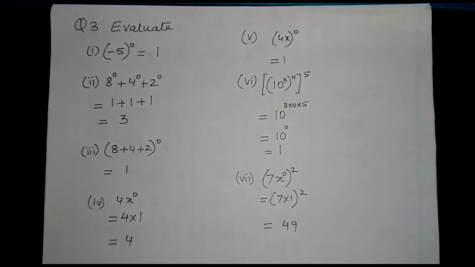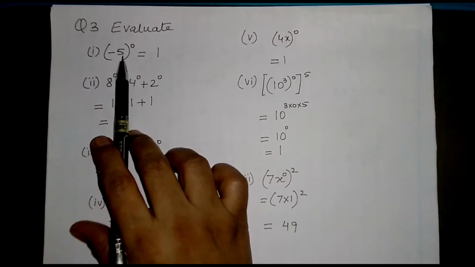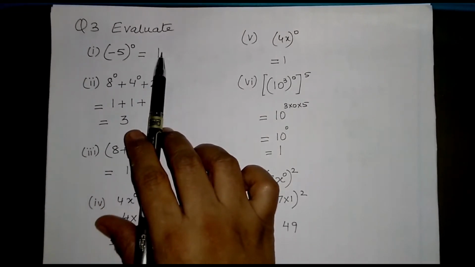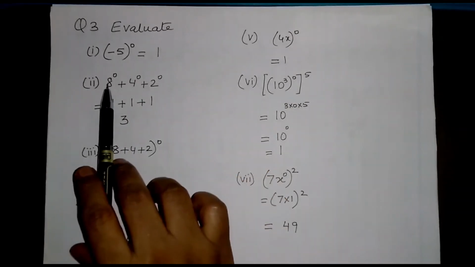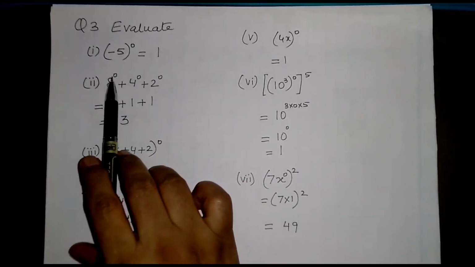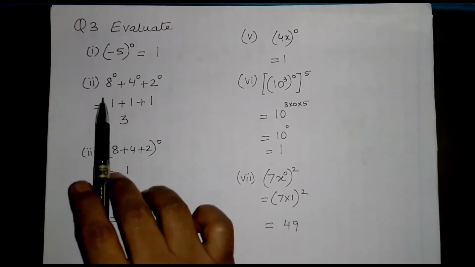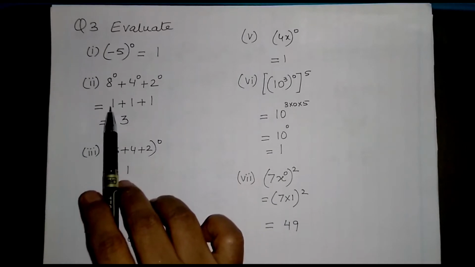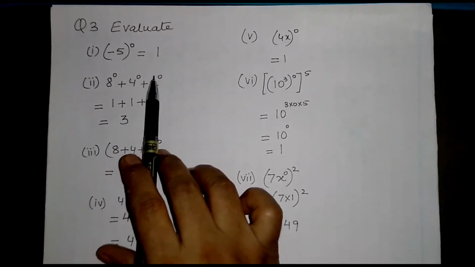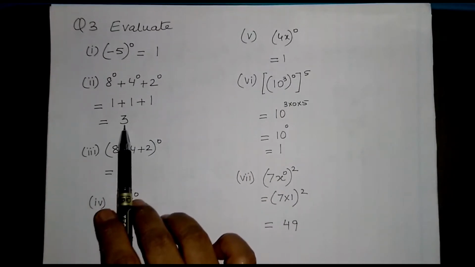Question 3, evaluate. Students, you all remember anything raised to the power 0 has value 1. So we have the answer 1. Now we have three numbers, each with power 0. So each one will have value 1. 8 raised to 0 is 1, 4 raised to 0 is 1, 2 raised to 0 is 1. So we have answer 3 here.